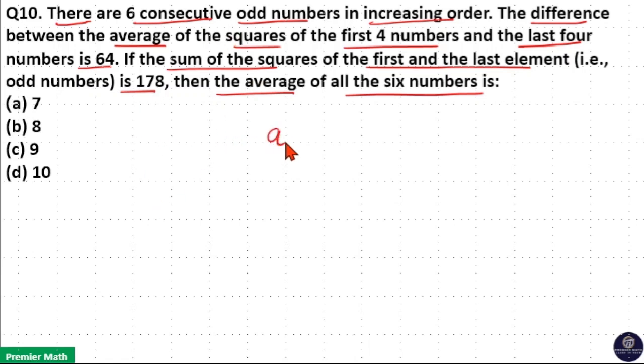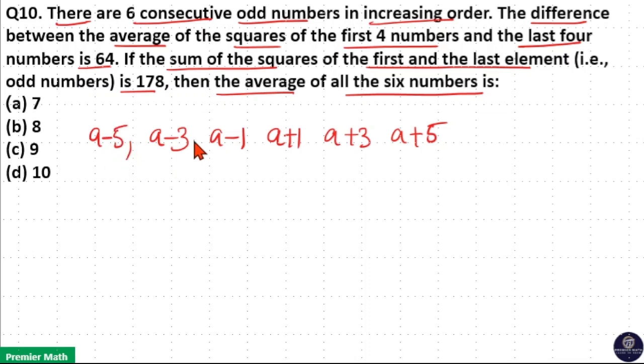I will consider one number as a plus 1. Then the next number can be a plus 3 and a plus 5. Now I will write this in reverse order. That is, a plus 1. Next left side number will be a minus 1, and next left side number a minus 3, and next left side number a minus 5. Now you can see a minus 5, a minus 3, a minus 1, a plus 1, a plus 3, a plus 5 are 6 consecutive odd numbers.